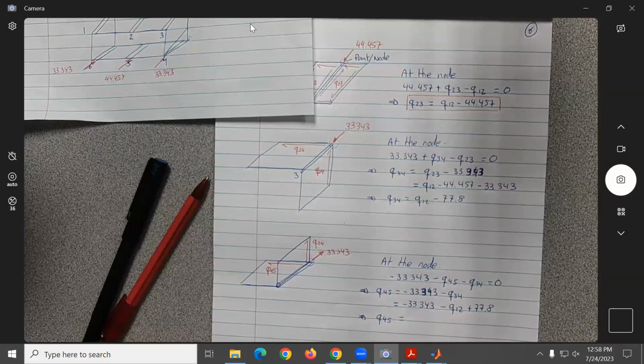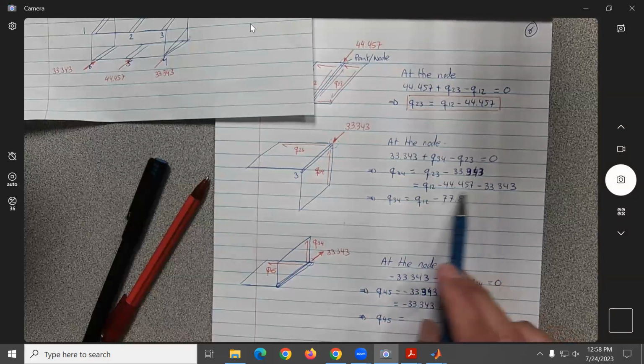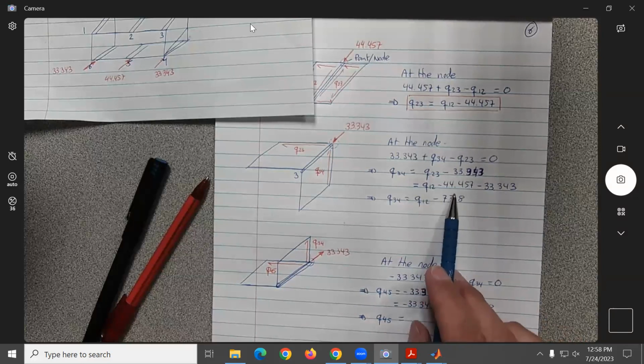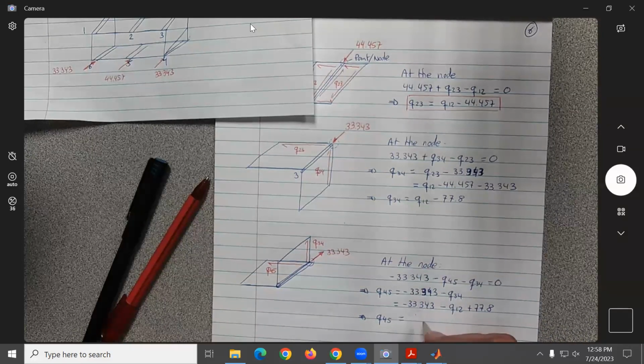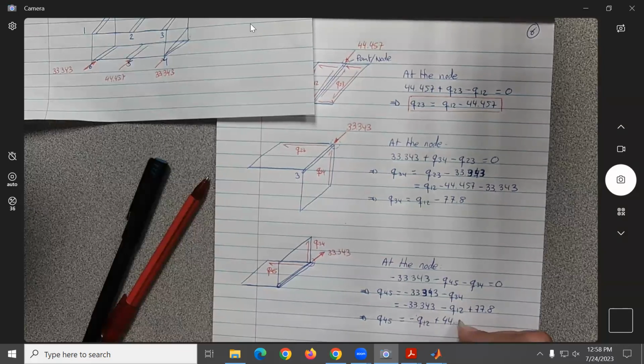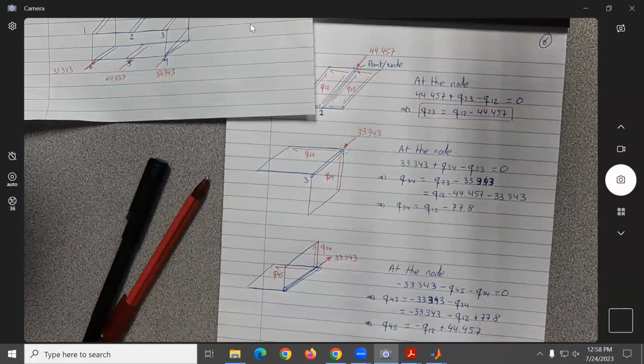So we're going to get that Q45 will be equal to much. So what is the difference on the sign? I think it should be the 44.457, no? It is 44.457 more or less. Because that's what we did over here, no? Now we are subtracting the other one, no? Okay, so it should be minus Q12 plus 44.457.